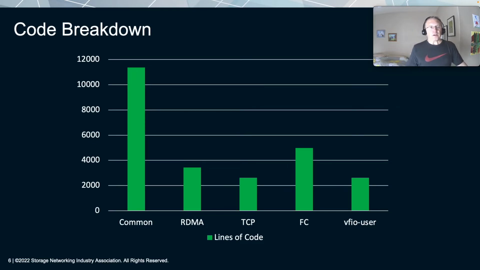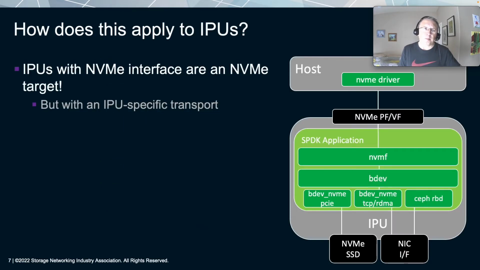Okay, so when we look at the code breakdown here, you can see that there's a lot of code that's common across all the transports, 11 to 12,000 lines of code, and you can see that for each of the individual transports, it's much lower. I think this basically shows that this strategy has worked out well. It's significantly reduced the code maintenance burden, and allows us to effectively use this for IPUs.